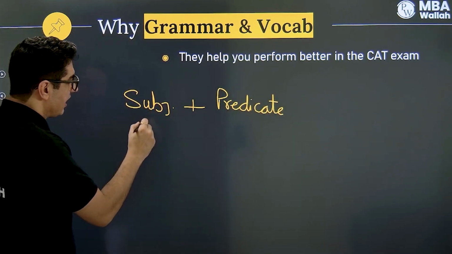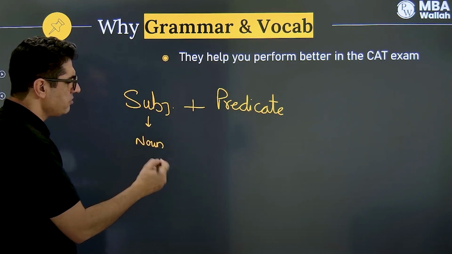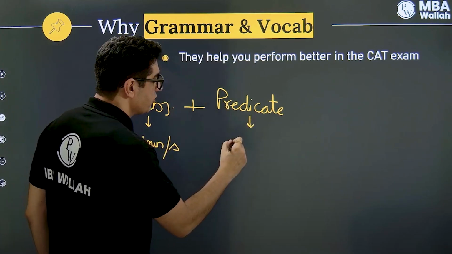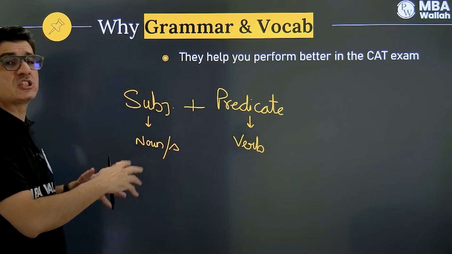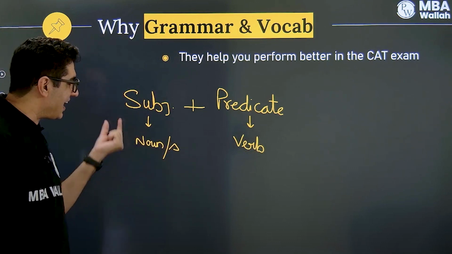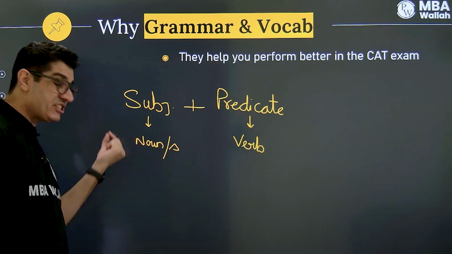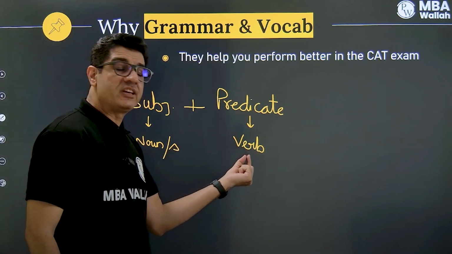Now within this, I know that the core of the subject is always going to be a noun or a pronoun, and the core of the predicate is always going to be a verb. So how do we make a sentence longer? We can start adding more things to these nouns, right? You can add adjectives and that can help. You can add more things to the verb.